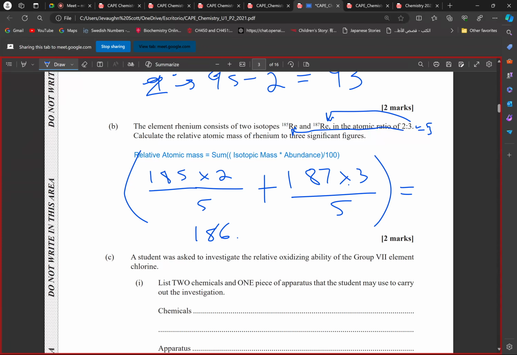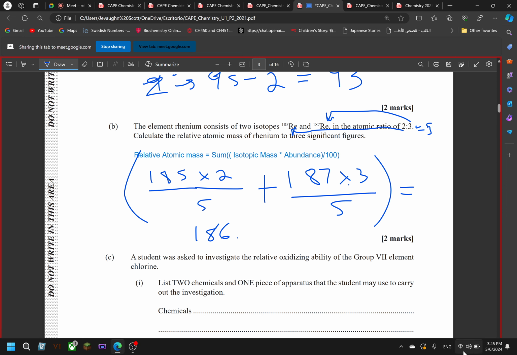Wait, is that the significant figures then? Yes, sir. Okay. So the 3 significant figures, we'll just see.